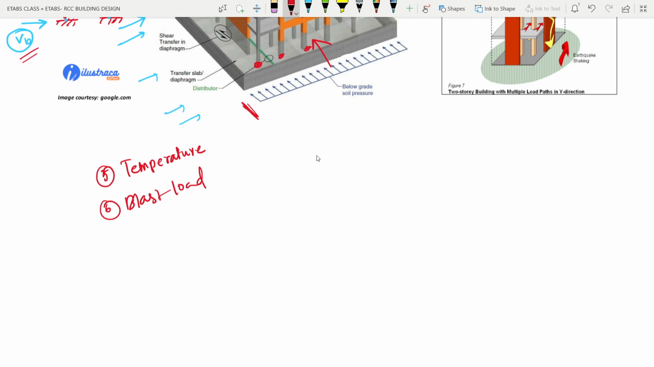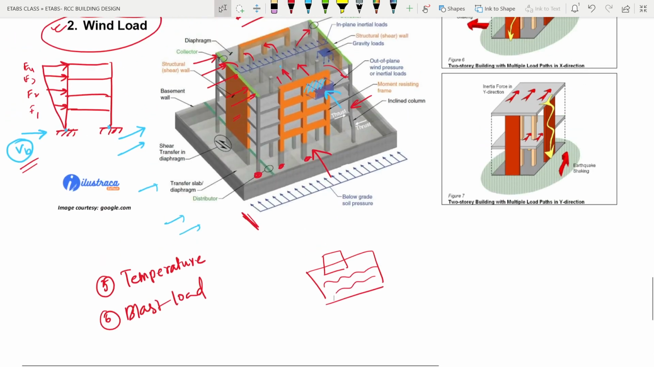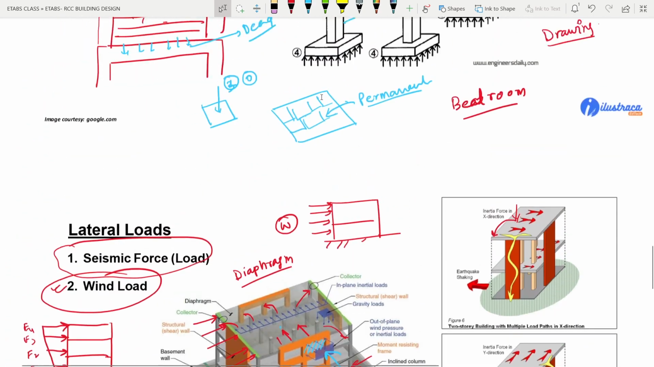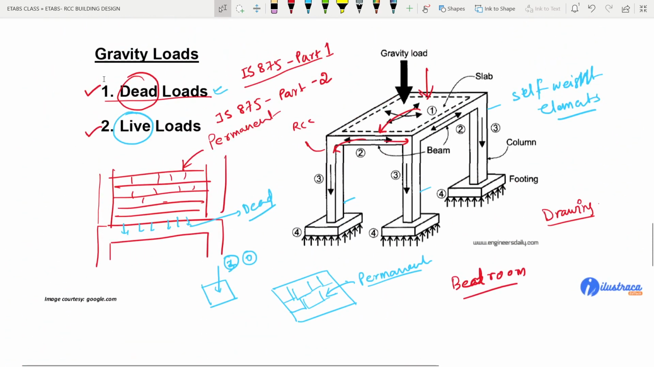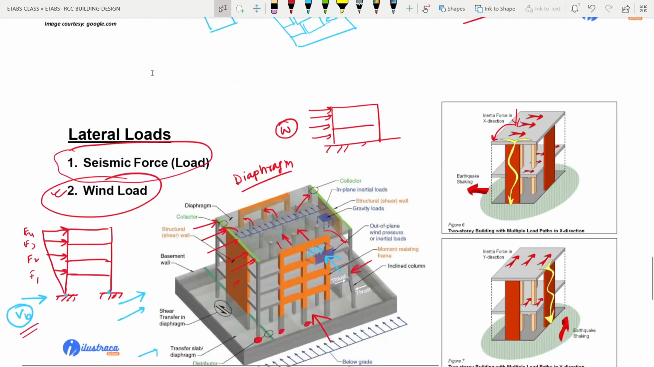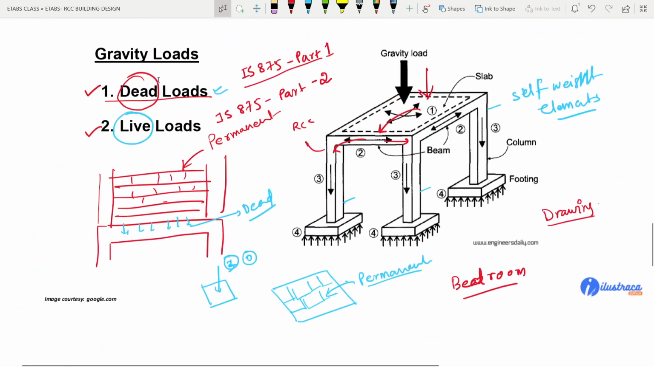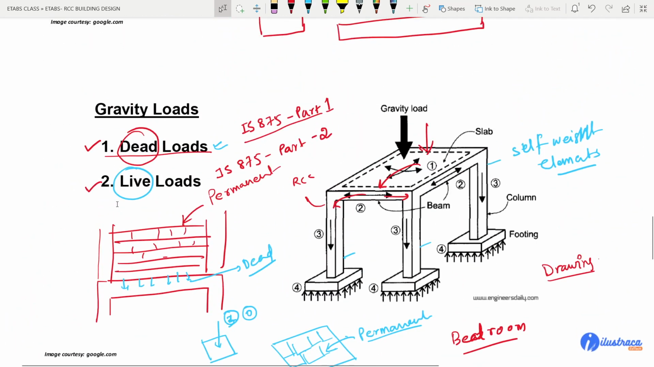Suppose you have a floor where you will be having different machineries that create enormous vibration. So we need to consider the effect of vibration also in terms of a load, right? So there can be so many things, but in general these are the few things that we have. One is gravity load, another one is lateral load. And if you see the division, in gravity loads we have dead load and live load.